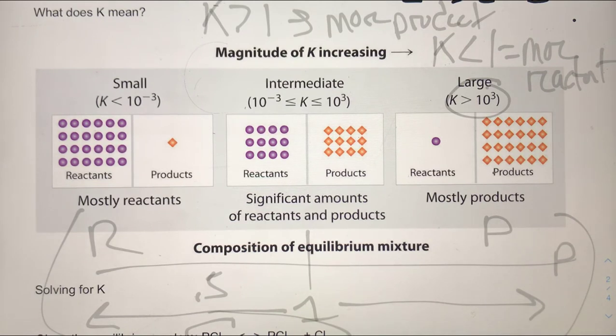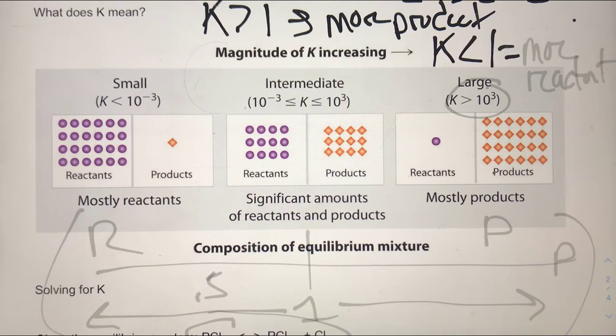Well, depending on whether K is a very big number or a very small number, that actually tells you which direction the reaction is going to go. By that I mean, where does equilibrium lie? Does equilibrium lie closer to my product or closer to my reactant? And so we've got some really good information here. But what I really want us to focus on is just K. If K is greater than 1, then I get more product. And if K is less than 1, I get more reactant.